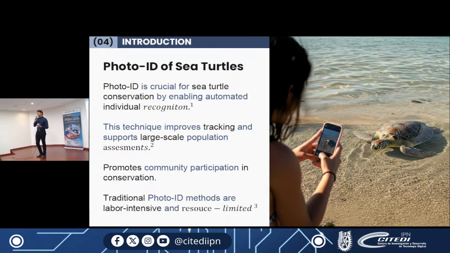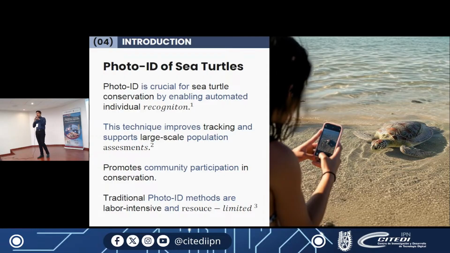Okay? So the photo identification is crucial for sea turtle conservation by enabling automated individual recognition. So the idea is, for example, if someone takes a photo of an individual on a coast in Thailand, for say something, and then another person the next year takes a photo in the Gulf of Mexico, with just a photo you can identify the specific individual, which will help us with tracking and support large-scale population assessments.